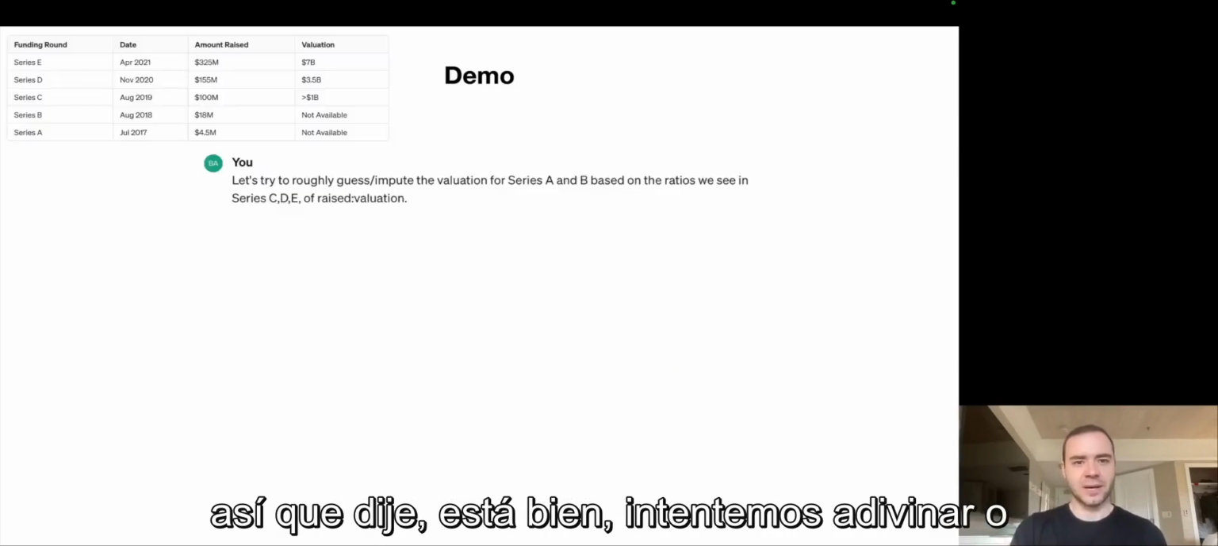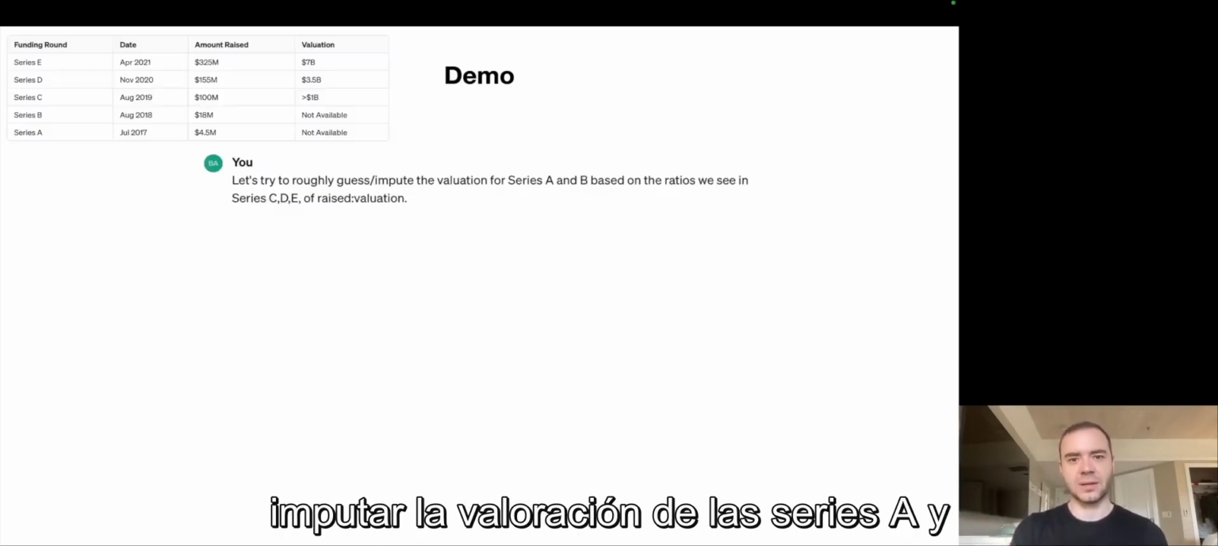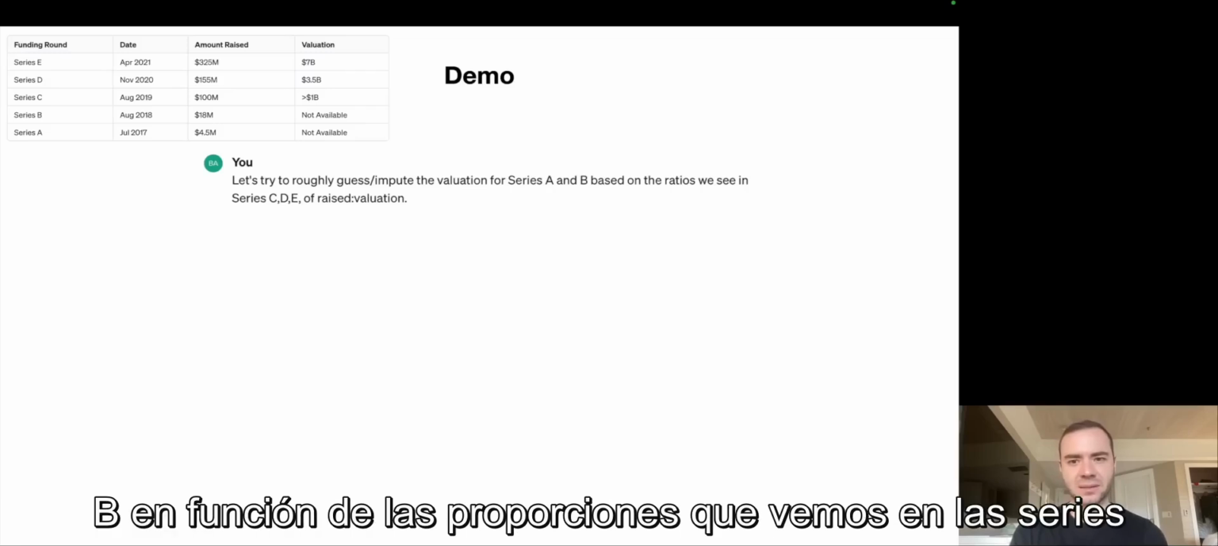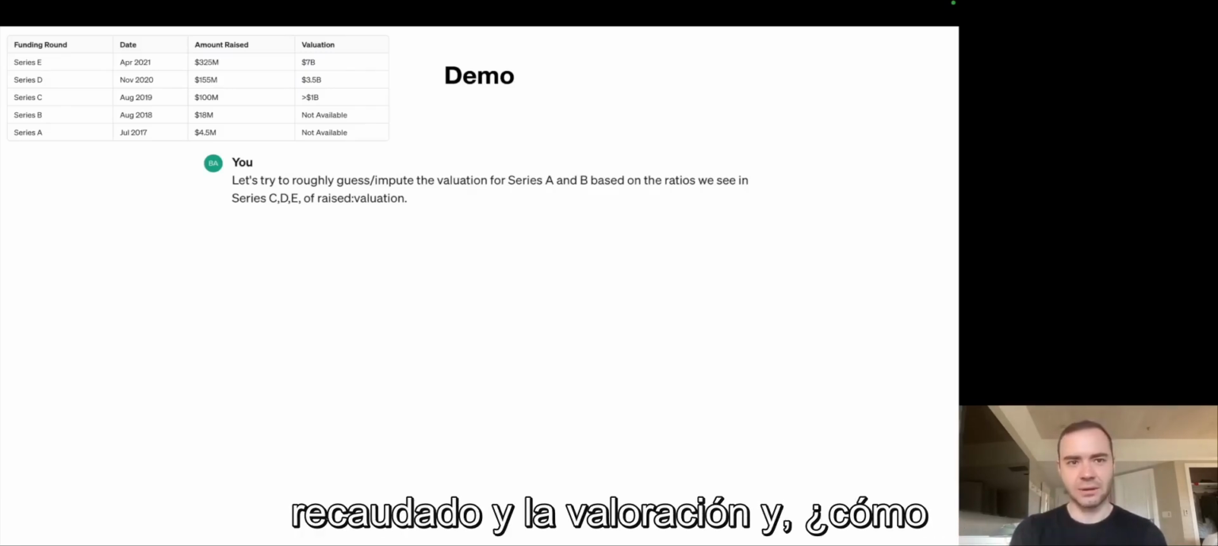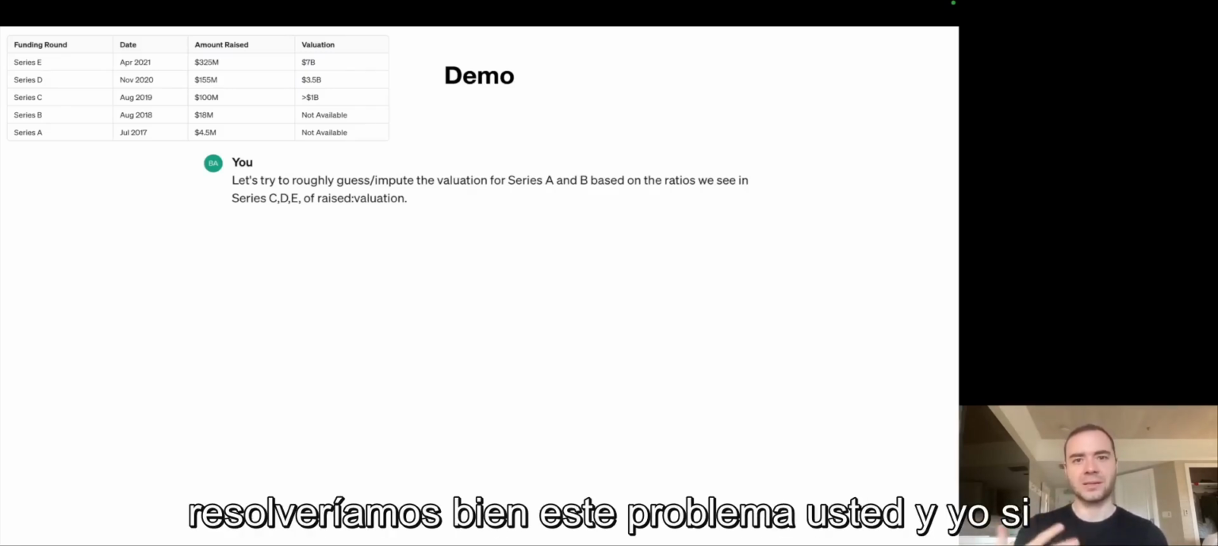So, okay, we can now continue this kind of interaction. So I said, okay, let's try to guess or impute the valuation for series A and B based on the ratios we see in series C, D, and E. So you see how in C, D, and E there's a certain ratio of the amount raised to valuation. And how would you and I solve this problem?